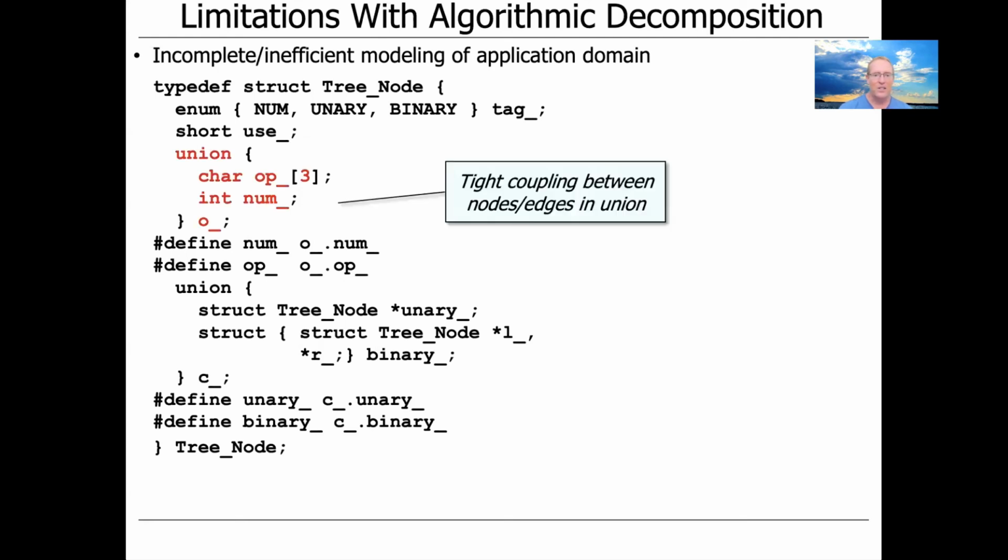And if you take a look at this carefully, you'll see that the data structure we have here, the tree node with all these unions and the type tags, ends up with a very tight coupling between the nodes and the edges in our tree. So we're glomming everything together. It means that any small change affects everything, and it's just too tightly coupled for its own good from a design point of view.